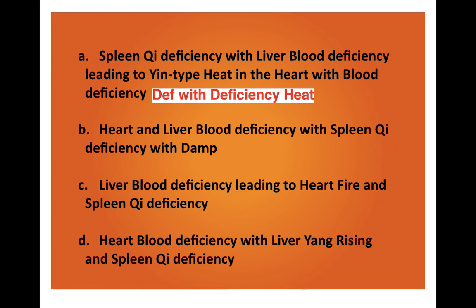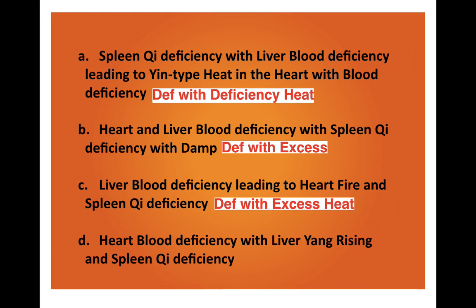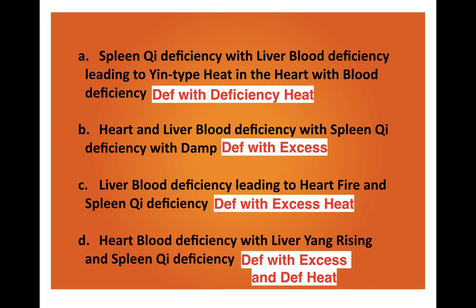The next case we have is heart and liver blood deficiency with spleen qi deficiency. So far, all deficiency with damp. So we're going to categorize this as deficiency with excess. Next, we have liver blood deficiency leading to heart fire and spleen qi deficiency. Again, we have deficiency with the liver blood and the spleen qi, and we have excess heat with the heart fire. Then we have the heart blood deficiency with liver yang rising and spleen qi deficiency. So that's, again, excess and deficiency with deficiency heat.